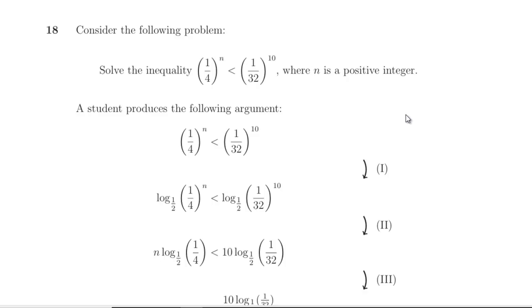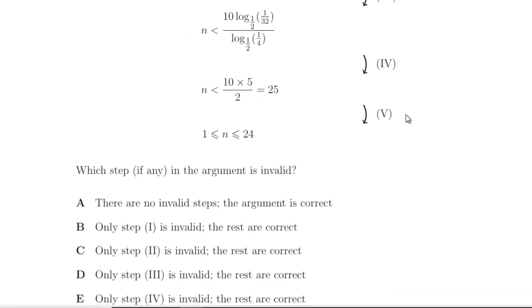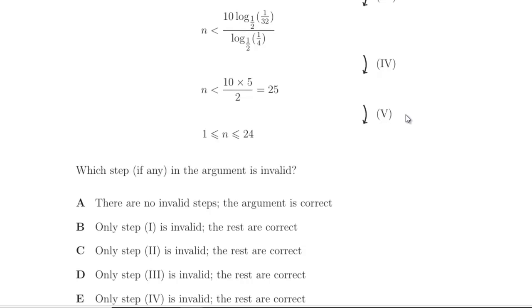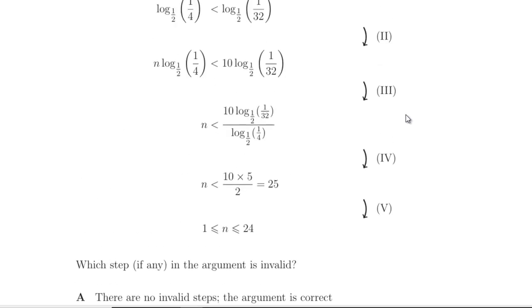Consider the following problem. Solve the inequality where n is a positive integer, student produces the following argument. Oh, is this going to be where has it gone wrong? Which step, if any, in the argument is invalid? So we've got a quarter to the n being less than 1 over 32 to the power of 10. Well, it's clearly not true. So he's clearly messed it up somewhere, because if n is 1, it's not even close, is it? So it's definitely not a.